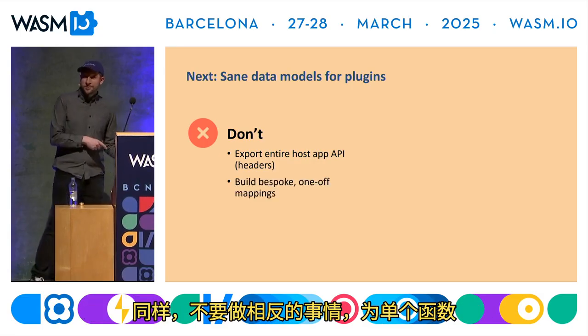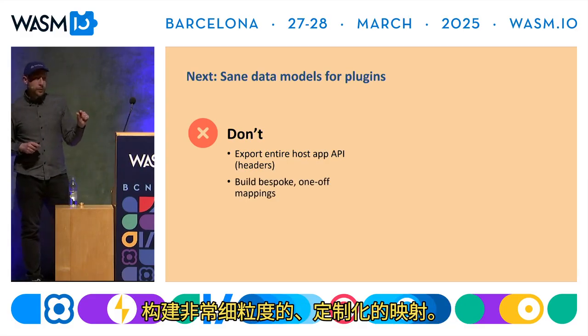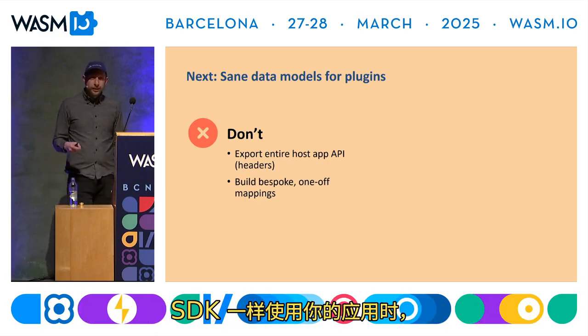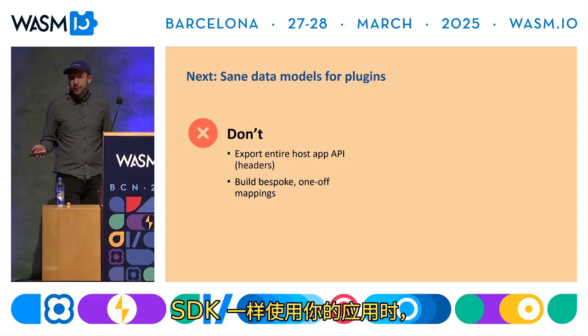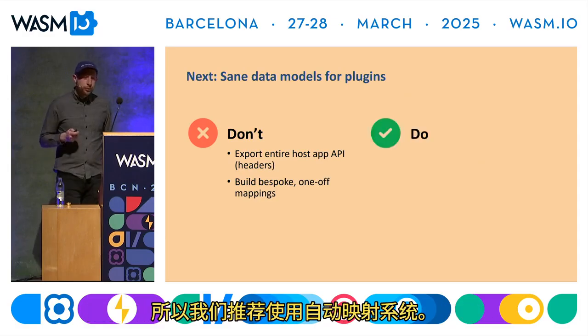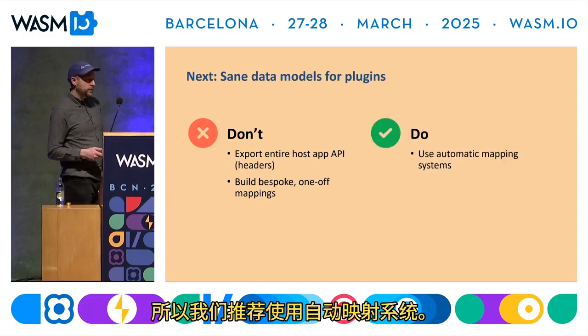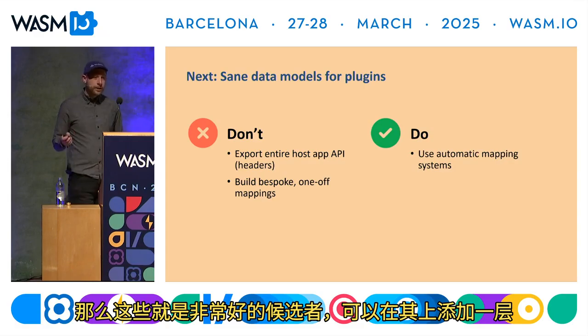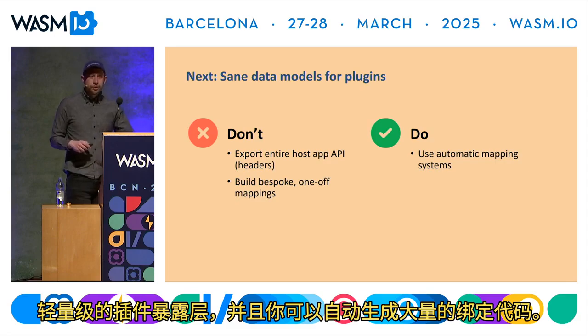Likewise, don't do the opposite of that and build very fine-grained, very bespoke mappings for single functions. I encourage you to think broadly about the world of things you can do with the plugin, and consider that when people are using your app like an SDK, they can build functions that you might not have even thought about yourself. So what we would recommend is using automatic mapping systems. If you have a documentation generator, for example, that's built against public APIs of specific subsystems, those are great candidates to put a lightweight layer on top of that can be exposed into plugins, and you can generate a lot of that binding code automatically.